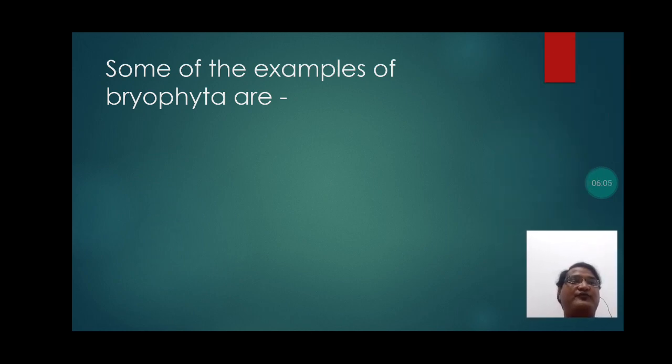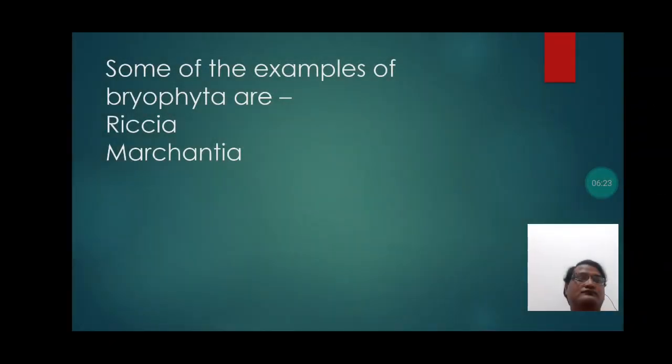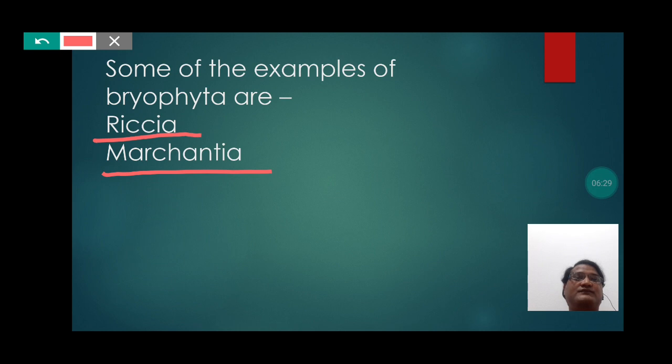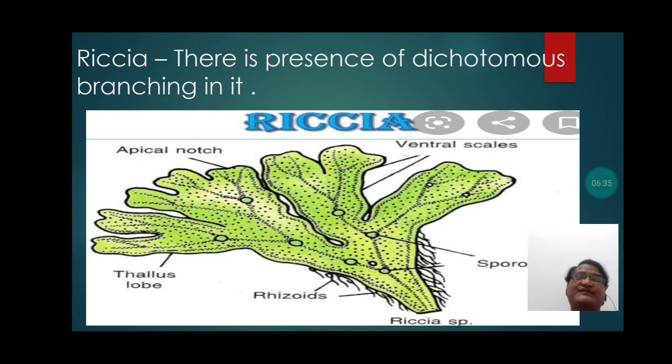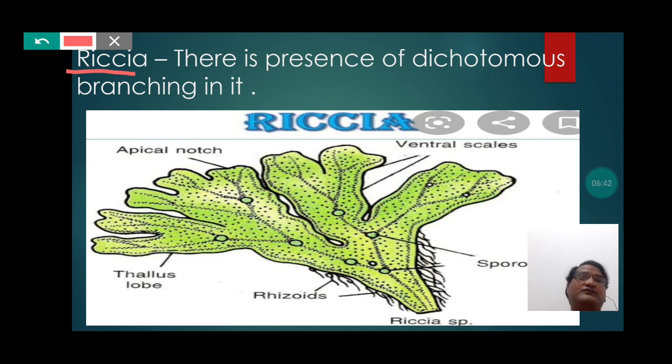Some of the examples of Bryophyta are Riccia. There is the presence of dichotomous branching in it. Riccia and Marchantia are the examples of Bryophyta. Riccia. Students, the most important feature of Riccia is the presence of dichotomous branching in it.